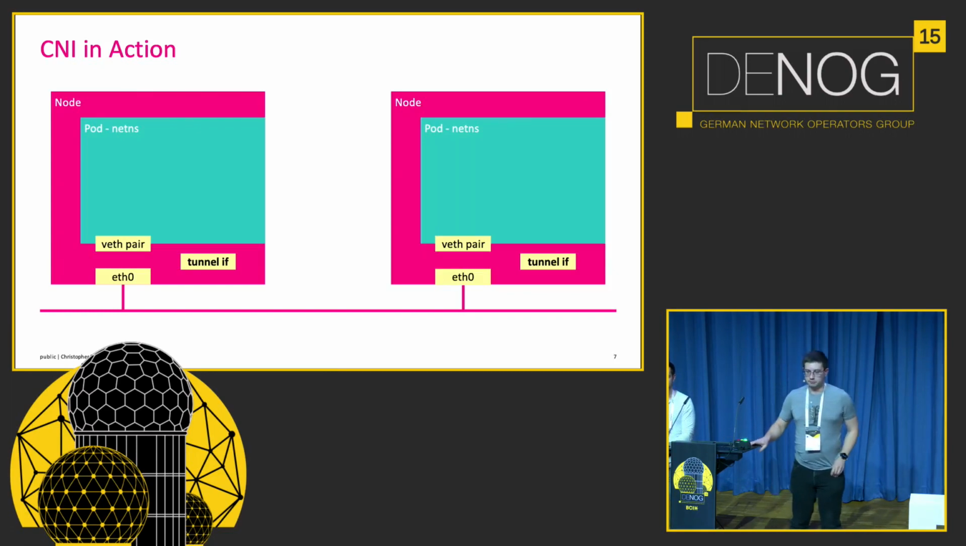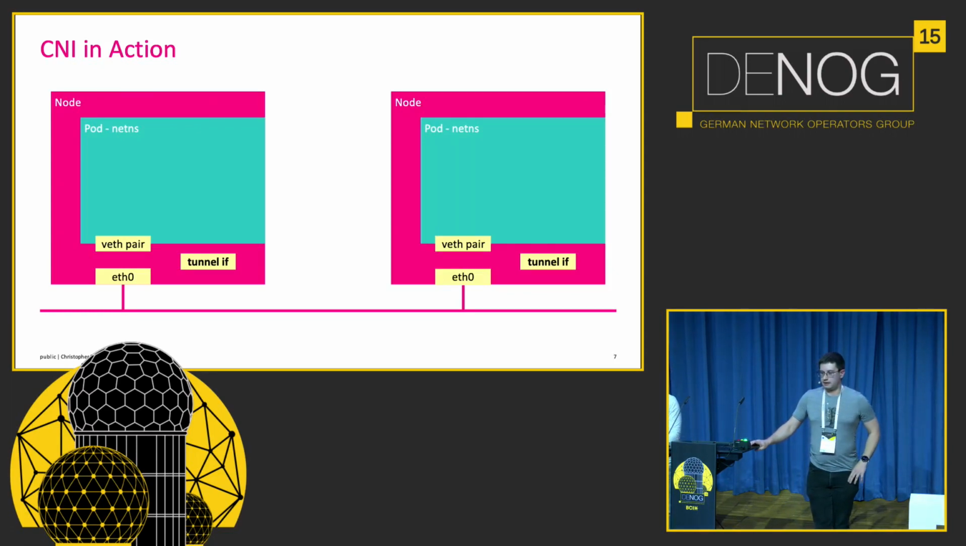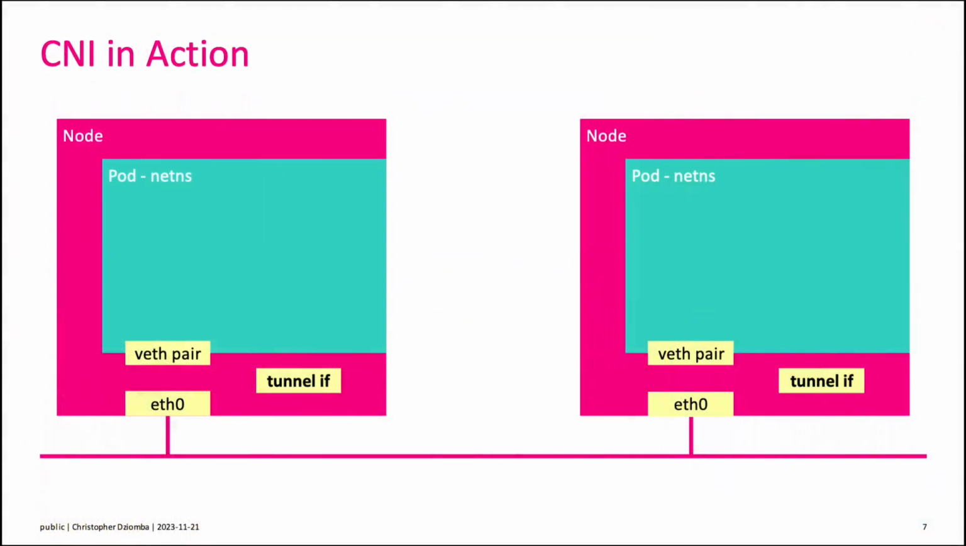What does a CNI do? Like in our case, the simple form is basically you provide a VF peer from your pod to the host. And basically just connect everything together into layer 3 reachability. That's the simplest form that Kubernetes networking can take. You just have basic plain layer 3 reachability between pods.